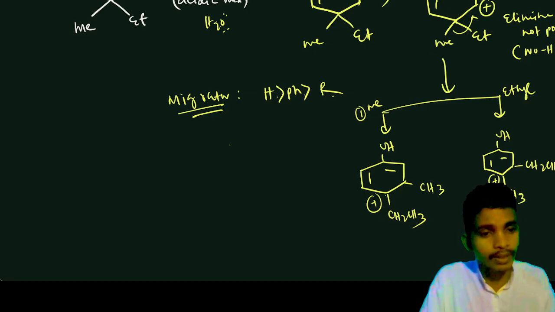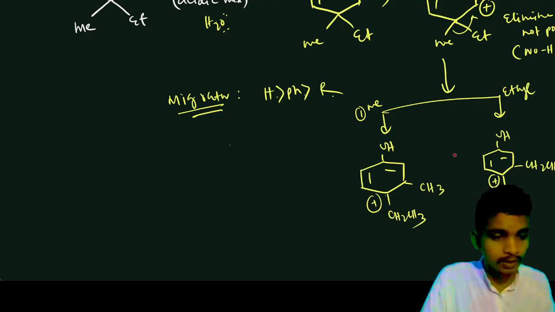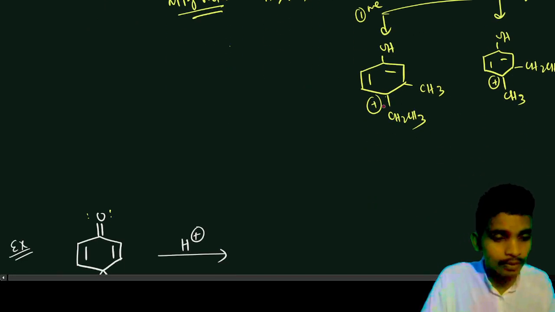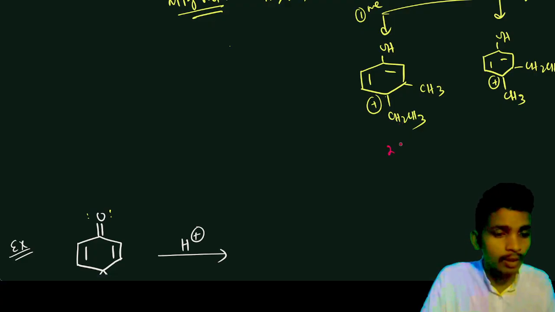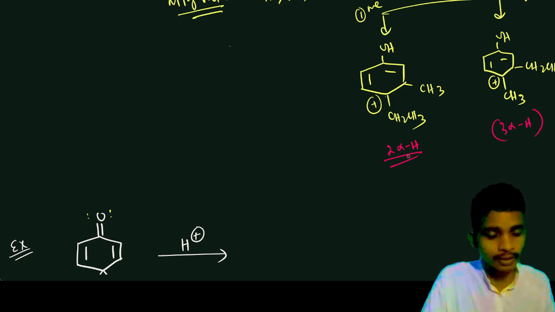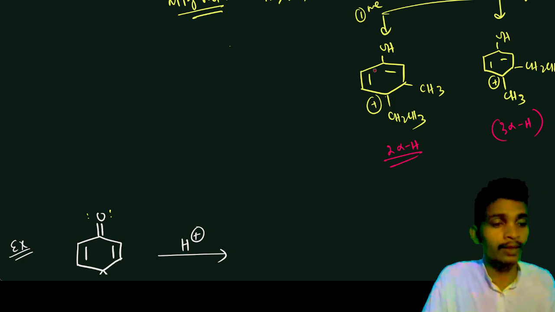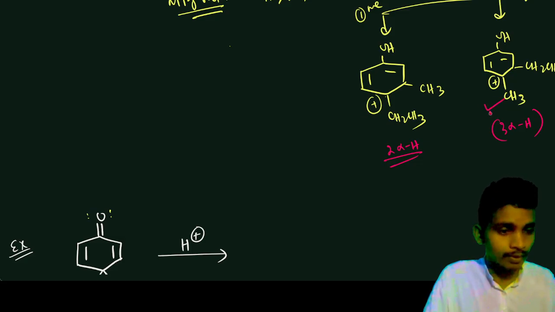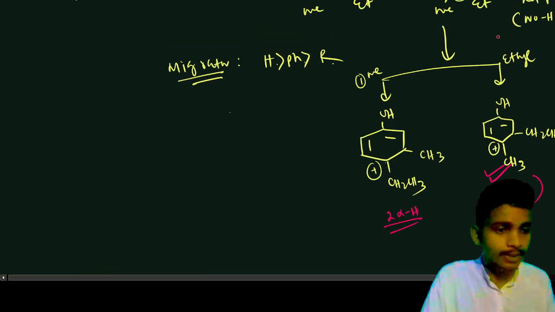So now we will check which is more stable. Here we see that this carbocation is stabilized by 2 alpha hydrogens, but here the carbocation is stabilized by 3 alpha hydrogens, through hyperconjugation. This is 2 alpha hydrogens. Now I will tell which is more stable. This is more stable. That's why you see that ethyl will shift, methyl will not shift. So this will not shift, this will shift.